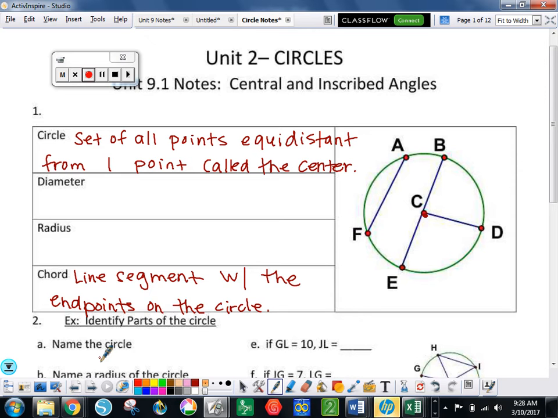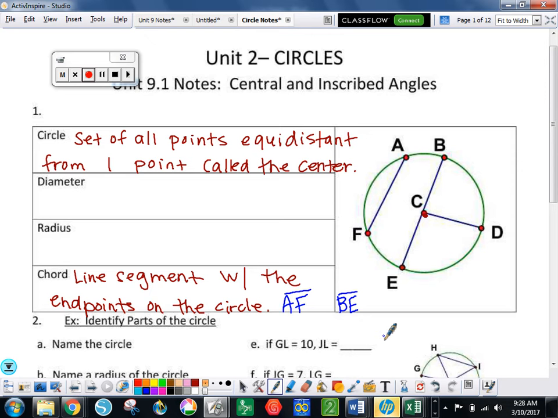AS and BE. So when I name a chord, you name it by the endpoints, AS or BE. And then in geometry, this AS and BE could mean a lot of different things depending on what you put on top of it. This is a line segment, so I'm just going to put a little line segment on top of it. That's the notation. If you don't put anything on top of it, it's referring to how long the chord or the segment is, so you have to put something.